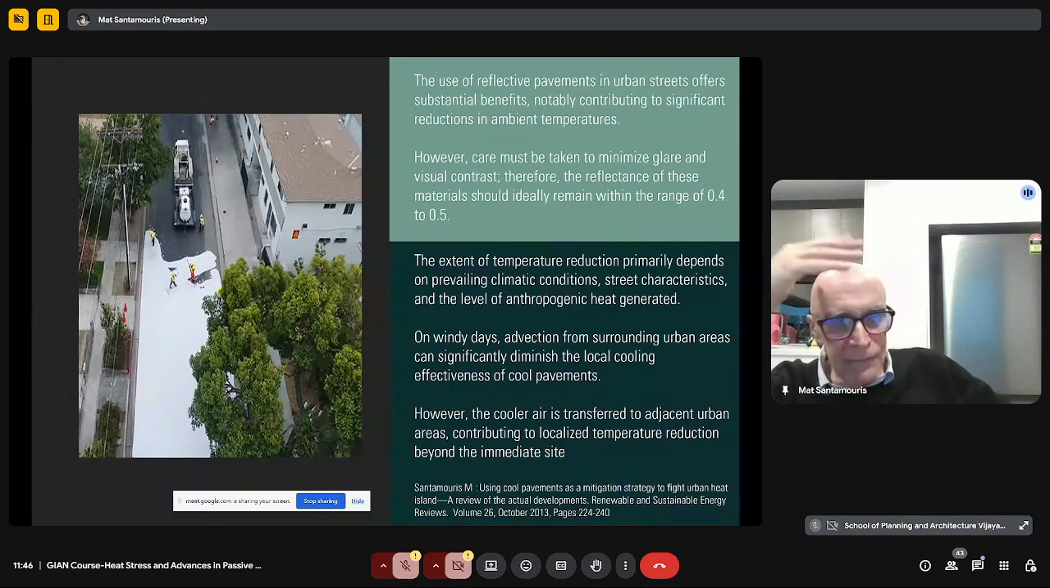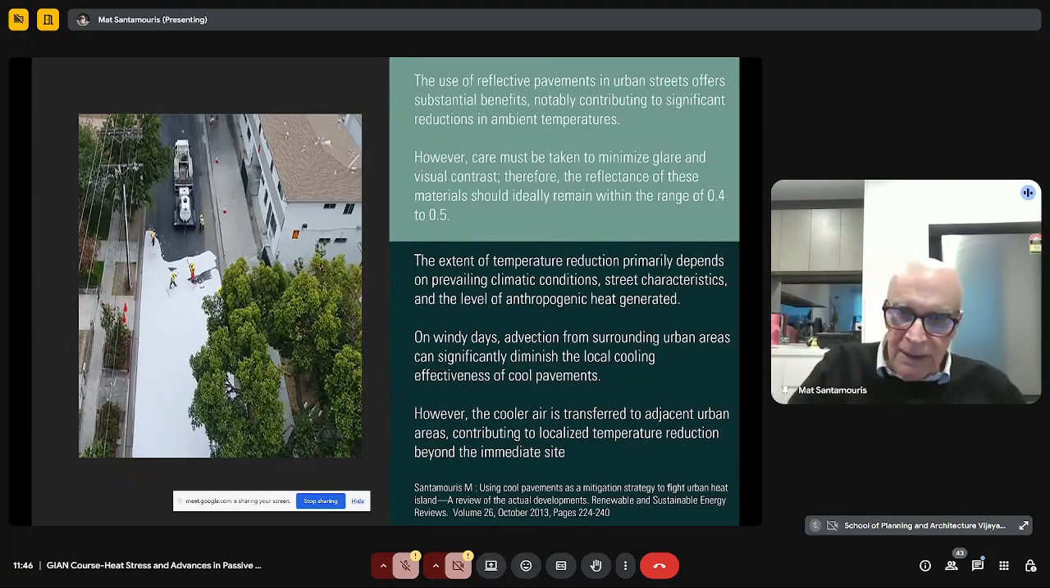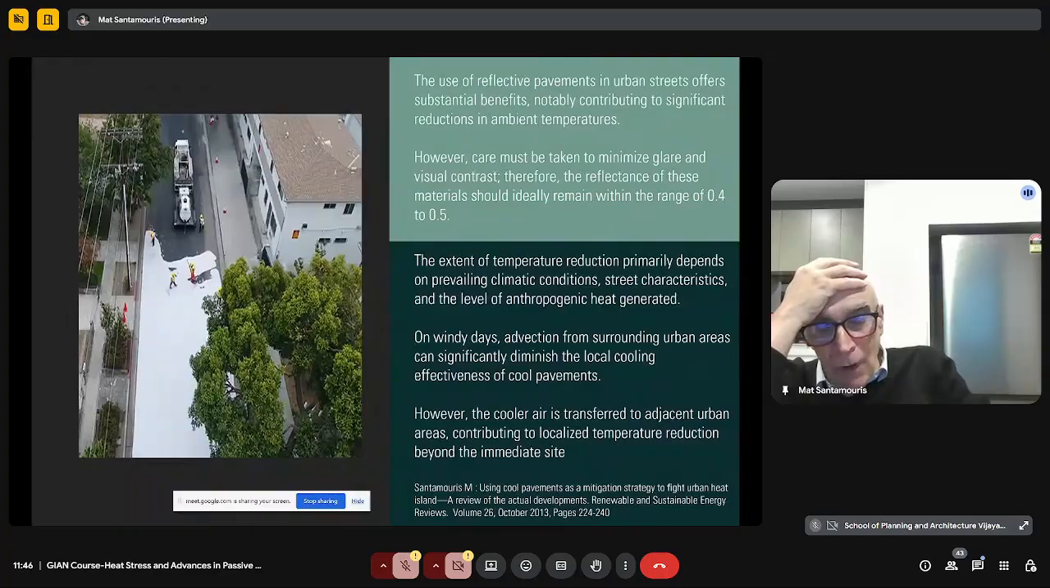Instead of having black asphalt, which has a reflectance of 0.05, it's much better to have something which is 0.3, 0.4. Actually, in Los Angeles, and you may be surprised, we have 1 million square meters of cool pavements. And the program continues. So it is a large program that works very well. I had the chance last year to be there and work with them. And believe me, it is a wonderful program that really contributes a lot.